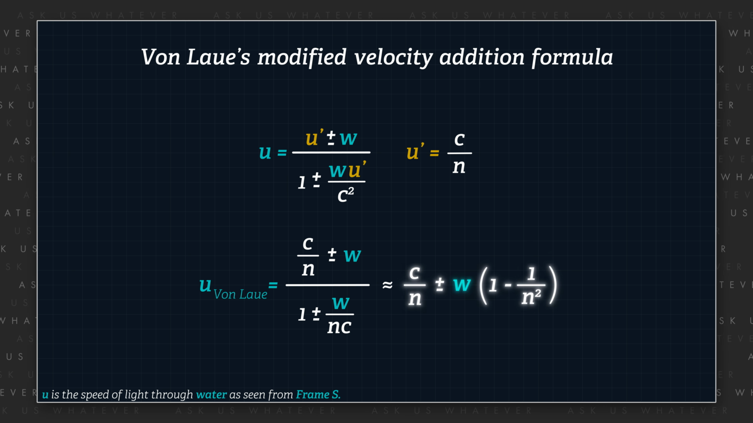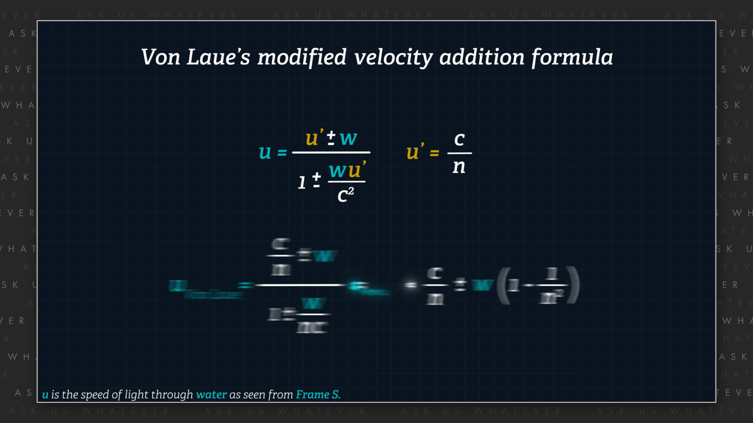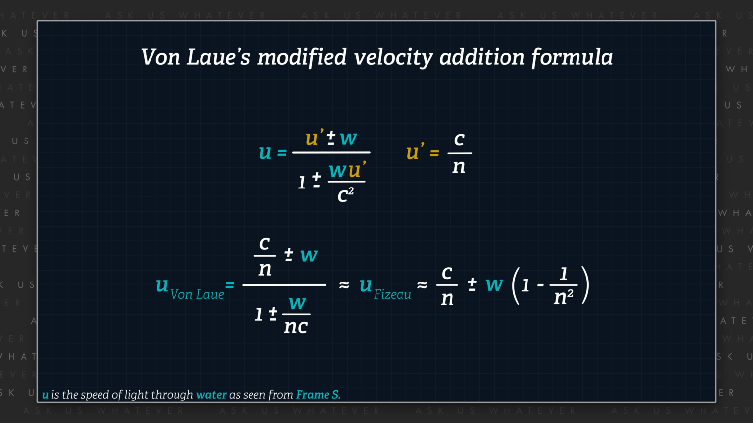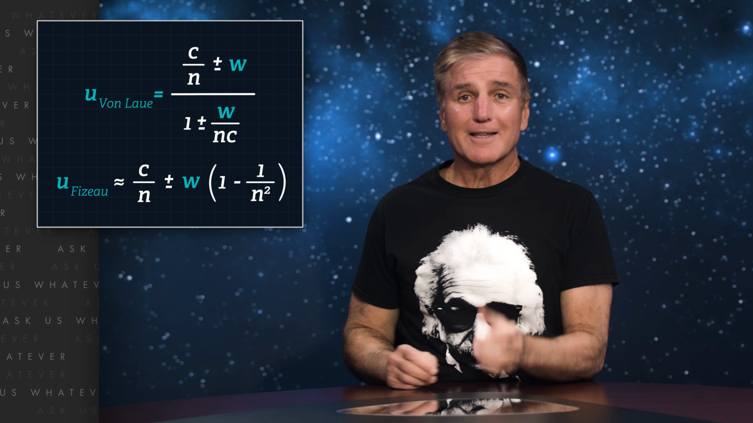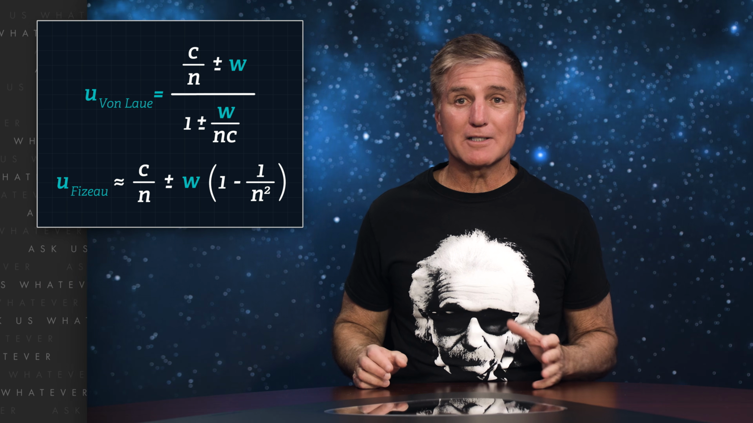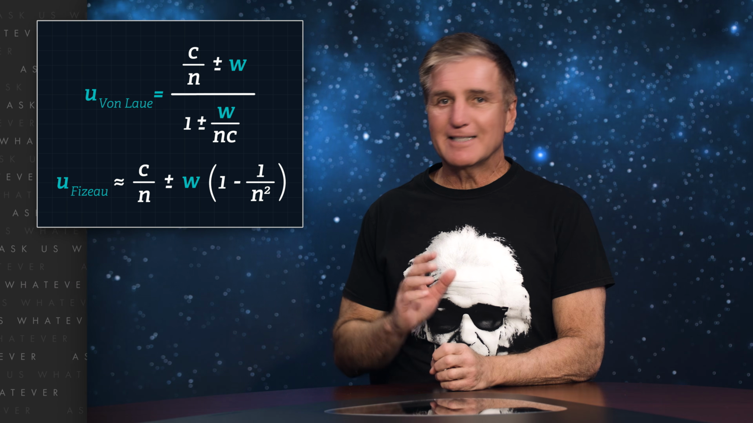That is, the first-order approximation to von Laue's formula appears to be equal to the Fresnel-Fizeau formula for light speed through refractive media. This was touted to be proof that special relativity was a valid theory, and additional proof that there was no luminiferous ether.